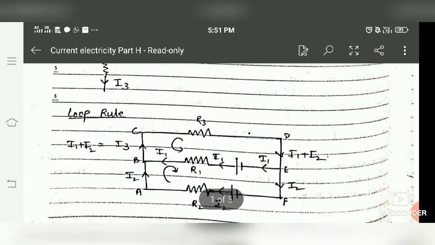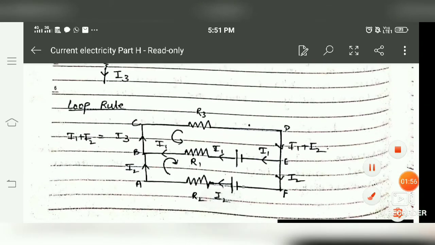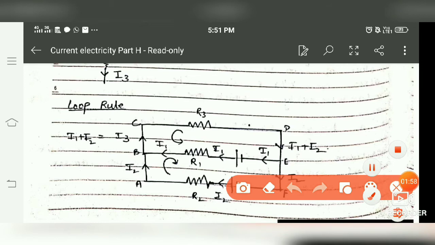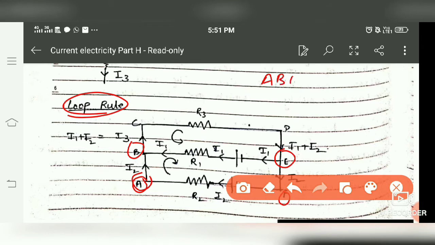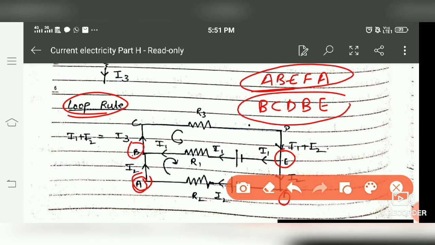Now the second one is the loop rule. In the case of the loop rule, say we have two loops. The first loop is A, B, E, F, A, and the second loop is B, C, D, E, B. So we have two loops. First is this loop, second one is this one.